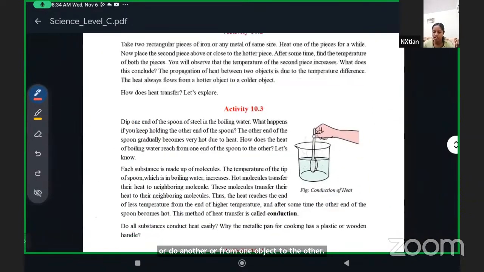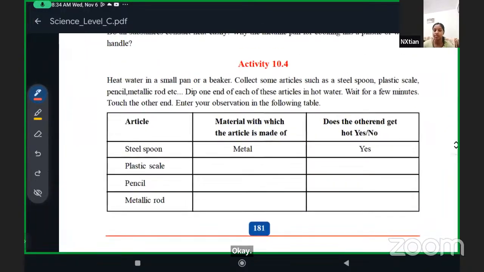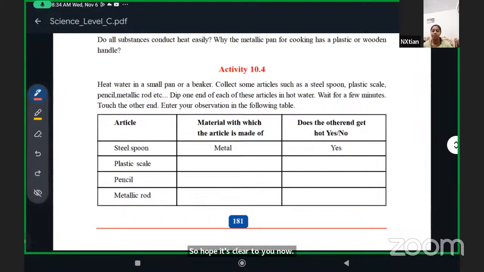So hope it's clear to you now. Yes, ma'am. This is basically the propagation, the traveling of heat from one body to another. Anything else? No, ma'am, that's it.